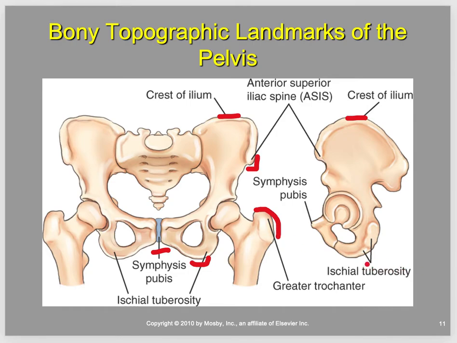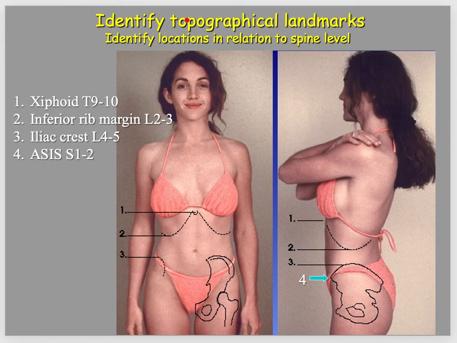Okay. We also don't palpate the ischial tuberosities or the inferior spines, inferior tuberosities as well. So the crest of the ilium, the iliac crest, the ASIS, anterior superior iliac spine, and the greater trochanter are landmarks that we palpate to line up our central ray.